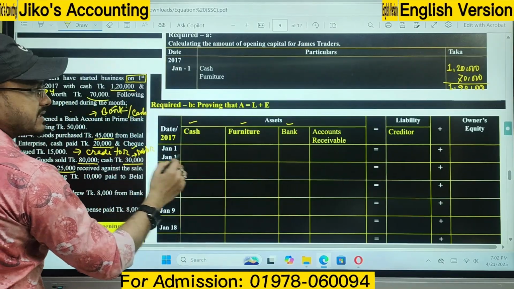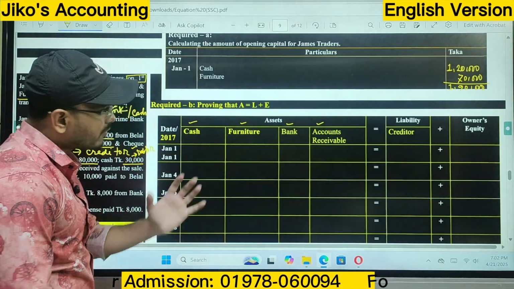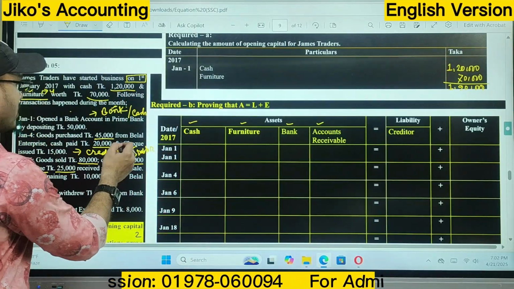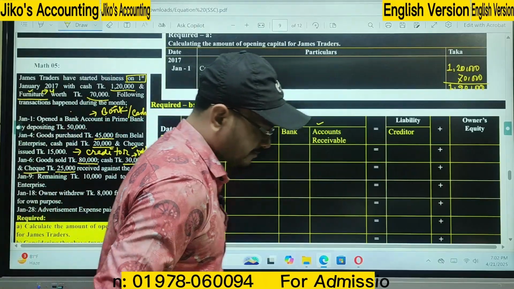Then how about our debtor, meaning accounts receivable, sir? Both are similar names. You can use any one of them. How about creditor? It is a liability.